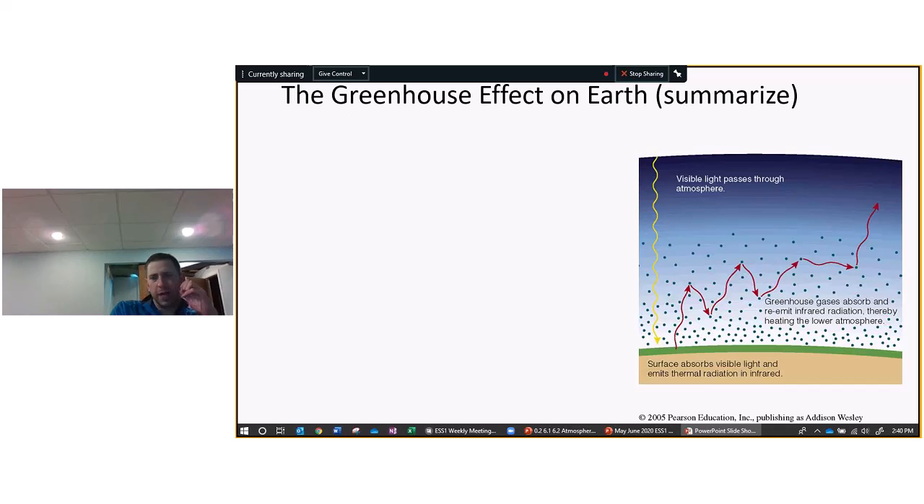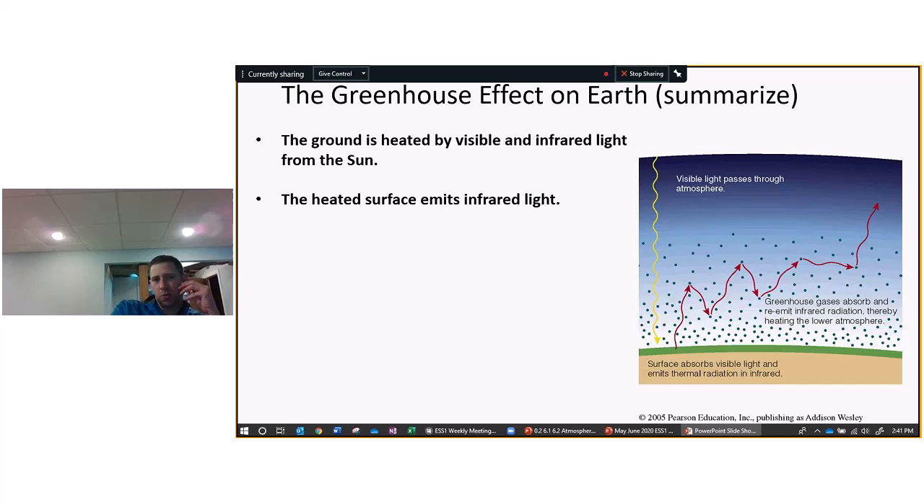The greenhouse effect, again, I know we've talked about it before, but basically what happens is that the ground gets heated by light. The heated surface then emits that infrared light. Infrared light's basically another way to say heat energy.